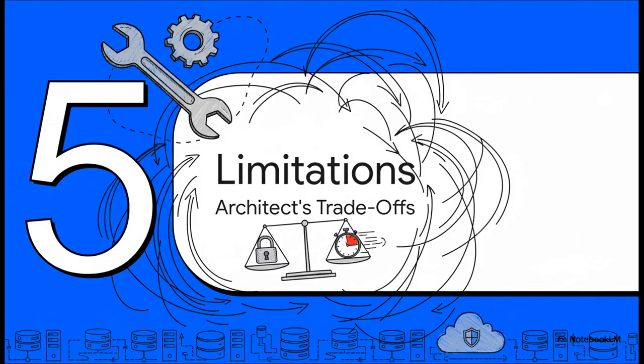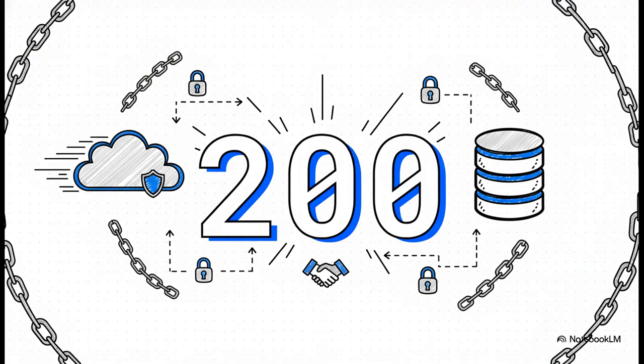Now, as we know, nothing in tech is perfect. Every architectural decision involves trade-offs. And while IAM authentication is amazing for security, there's one very specific performance limitation that you, as an architect, absolutely have to be aware of, especially for really high-throughput applications. 200. Remember that number. For Aurora MySQL specifically, there's a soft limit of about 200 new IAM authenticated connections per second.